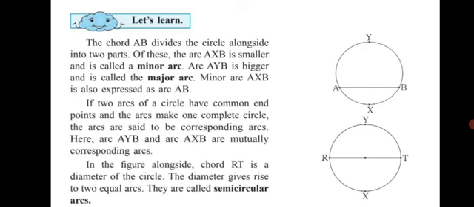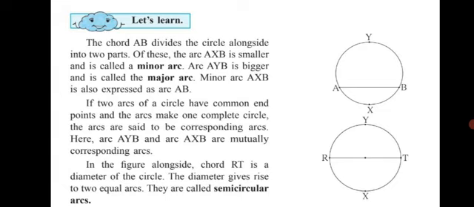So let's learn. The chord AB divides the circle alongside into two parts. So you can see this chord AB. It divides the circle in this one part which is here on top and the second part which is down. Of these, the arc AXB is smaller and is called a minor arc, whereas arc AYB is bigger and is called the major arc. Minor arc AXB is also expressed as arc AB.